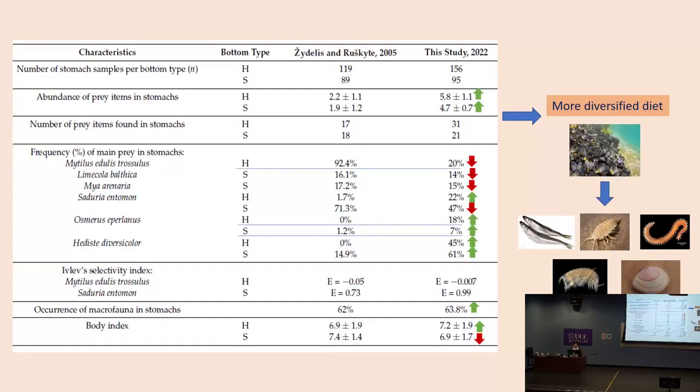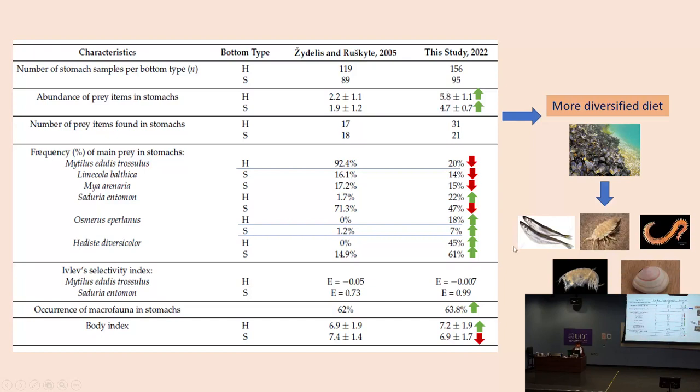One last insight, which is very interesting, is based on historical data. A study by Gidelis and Rushkita in 2005 was done in the same study area, before the impact of the round goby, the invasive fish species. What you can see immediately is that long-tailed ducks were eating more diversified prey now: 17 species were eaten in the year 2000 when they collected the data, and now they are eating 31 species. But also the abundance of prey in the stomach was much higher.